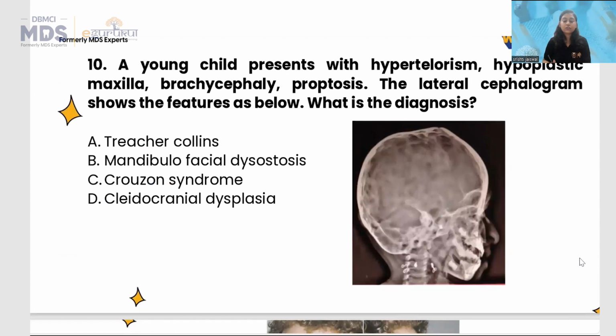Now, our last question of today's session, that a young child presents with hypertelorism, hypoplastic maxilla, brachycephaly, proptosis. The lateral cephalogram shows all the features as below. What is the diagnosis? See here. This is the lateral cephalogram. Even if you don't remember hypertelorism, hypoplastic maxilla, brachycephaly, all that, see, in the lateral cephalogram, we can see which appearance is this? It is a copper beaten metal appearance.